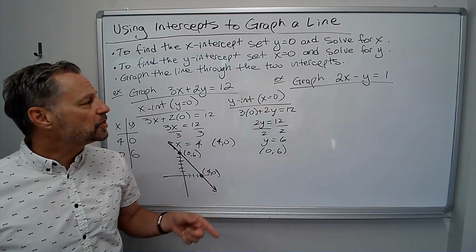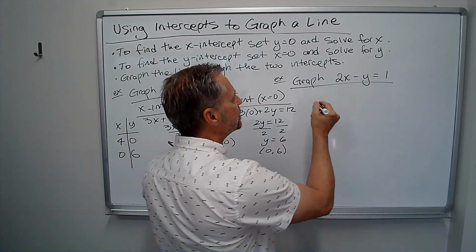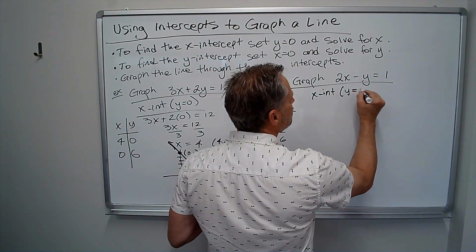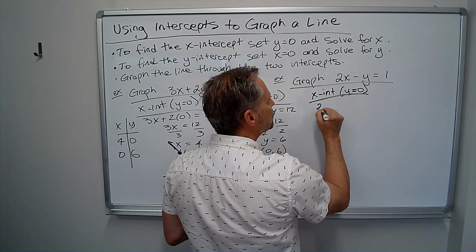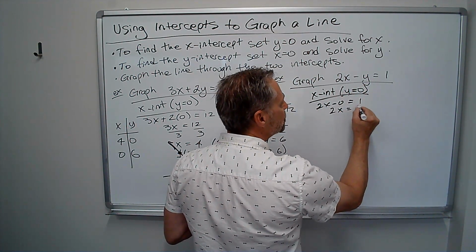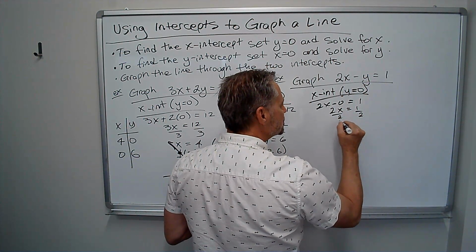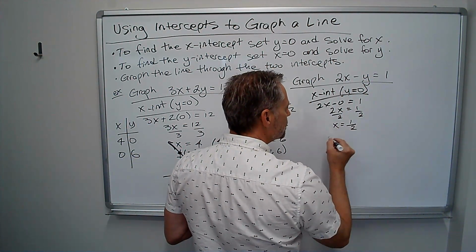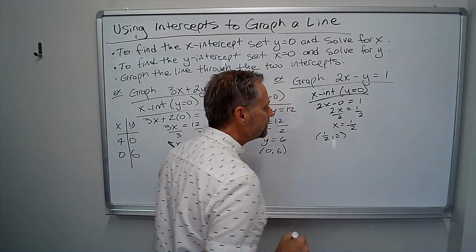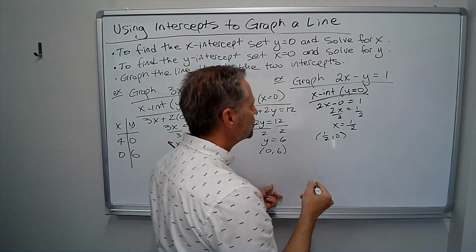Let's try this one over here. We're going to do it similarly. So for my x-intercept, again, y equals 0. So I get 2x minus 0 equals 1, or just 2x equals 1. This time I've got a fraction. That's okay. So I've got the point (1/2, 0). And then right next to it, I'll do the other one.